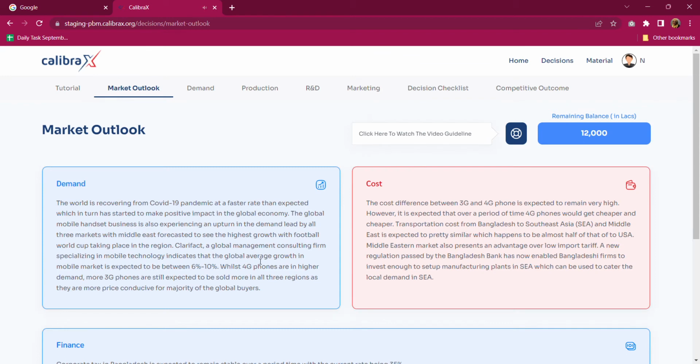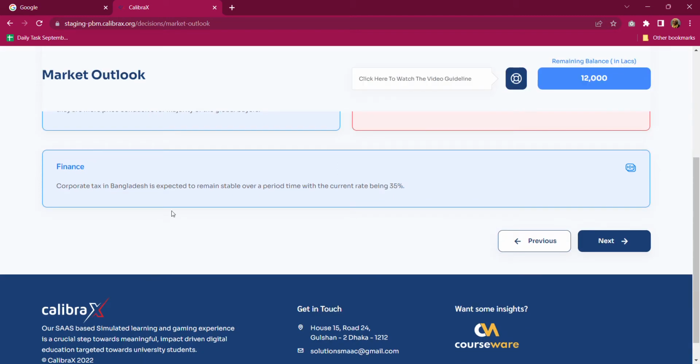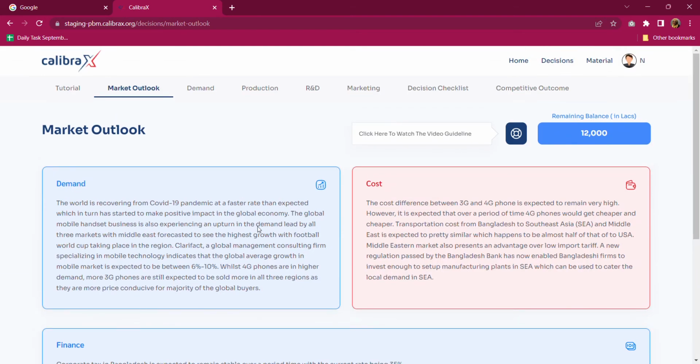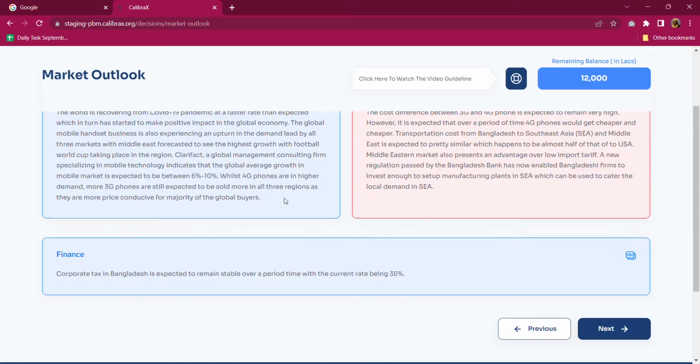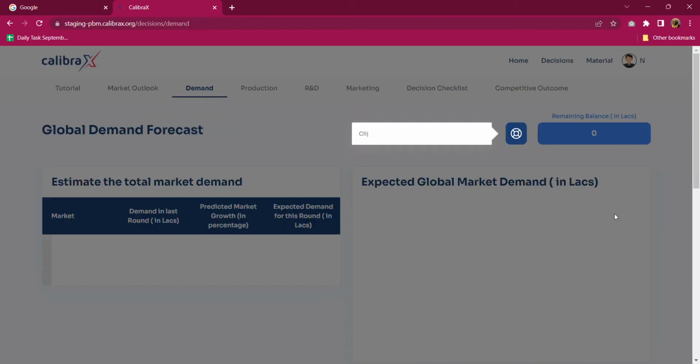The next tab is the market outlook, which has 3 sections called demand, cost, and finance. These 3 sections together provide an overview of all the relevant macroeconomic and industry variables. Participants will also be able to find out the reality of the previous round under the tab of the market outlook. Again, we have to click the next button.